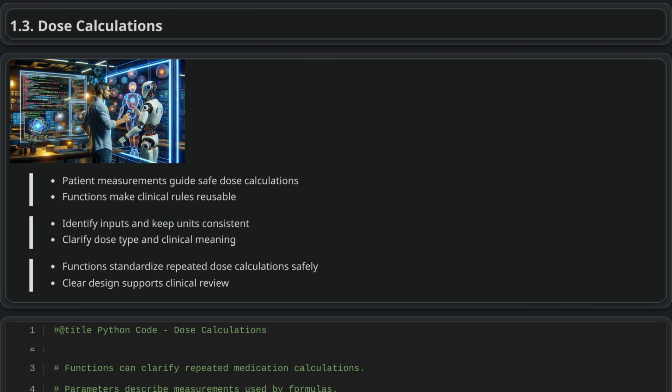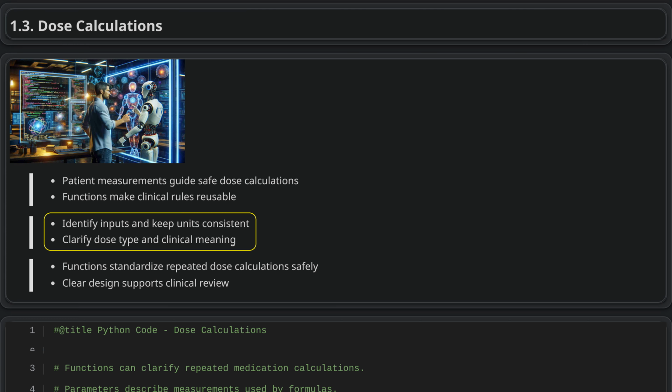Dose calculations turn patient information such as weight, age, or body surface area into clinically meaningful medication doses. Python functions can encode these rules, such as weight-based pediatric dosing, body surface area dosing in oncology, or weight and time-based infusion rates in critical care. This helps learners see how clinical dosing logic becomes reusable computational tools rather than manual calculations.